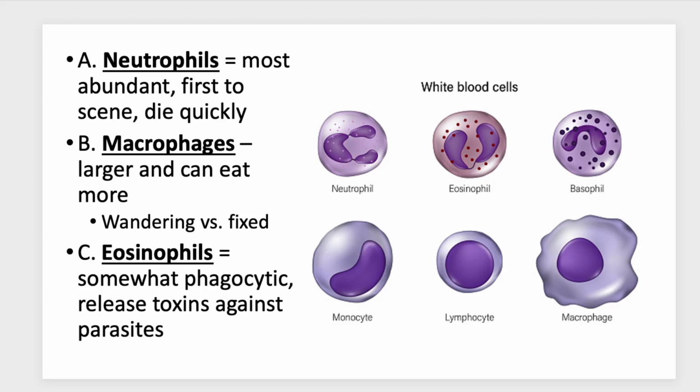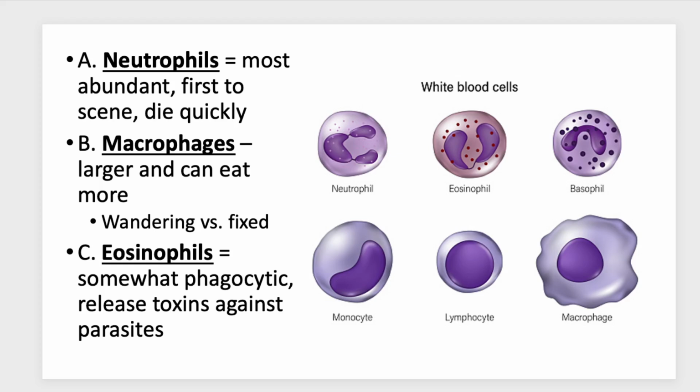So our first white blood cell we're going to have is something called a neutrophil. You'll see what its multi-lobed nuclei looks like right here. This is the most abundant and is the first to the scene. However, they do die quickly.